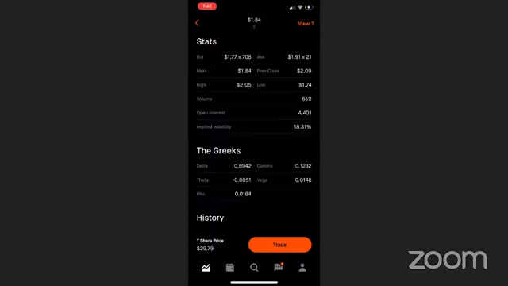So that's what moves the needle the most. If you see theta is negative, right? Because I'm against time. Time is theta. Theta is the Greek that represents time, and it works against you. So this means I lose 0.005 percent of the money every day that we get closer to expiration.